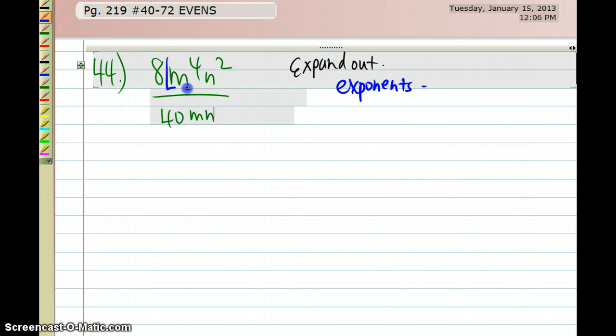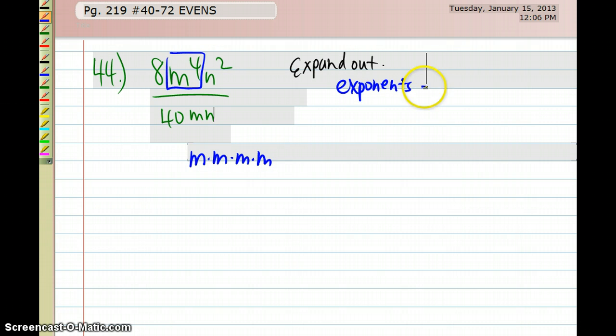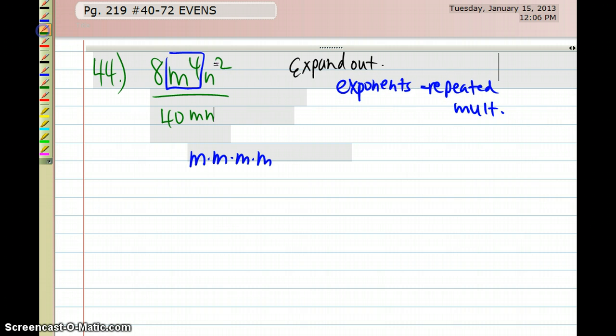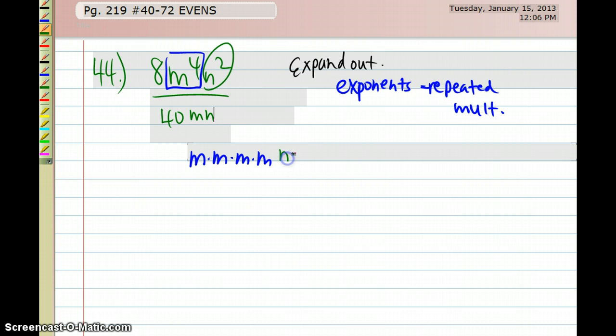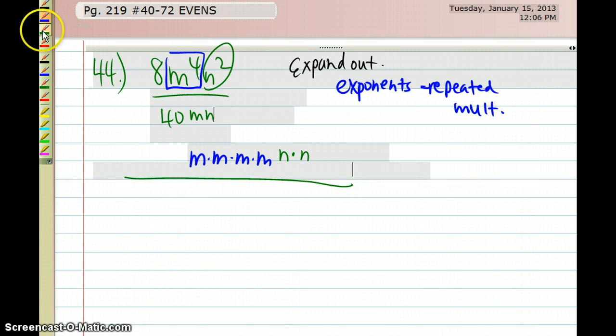Focus on just the m to the fourth. That means I have m times m times m times m. We know that exponents mean repeated multiplication. I know that n to the second means n times n. That is in the numerator of my fraction, so I put my fraction bar here. And in my denominator, I have a 1m and then a 1n. I'm going to space them out and line them up already so that it's clearer for me to see for later.